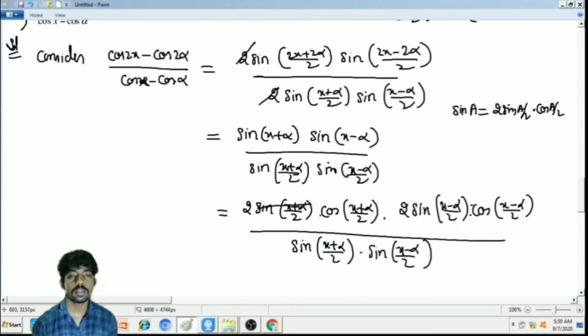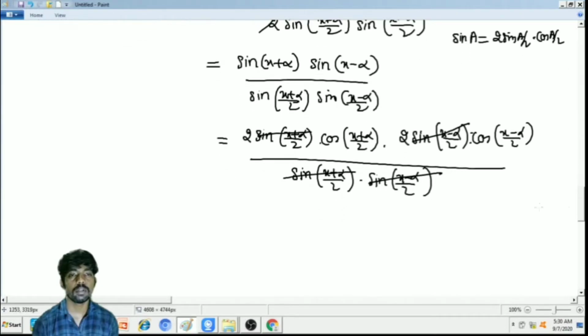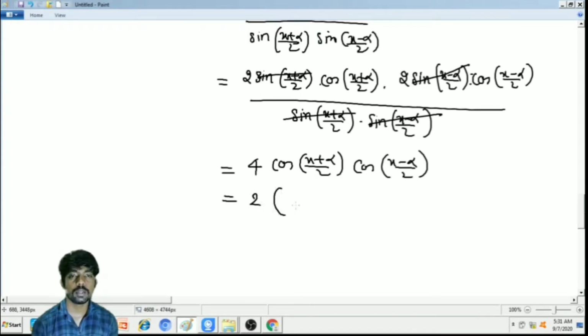Here sin of (x plus alpha)/2 cancels, x/2 cancels, and cos of (x minus alpha)/2 cancels. From here I can write it as 2 times 2 is 4: cos of (x plus alpha)/2 times cos of (x minus alpha)/2. So I can write it as 2 times of 2 cos of (x plus alpha)/2 cos of (x minus alpha)/2.